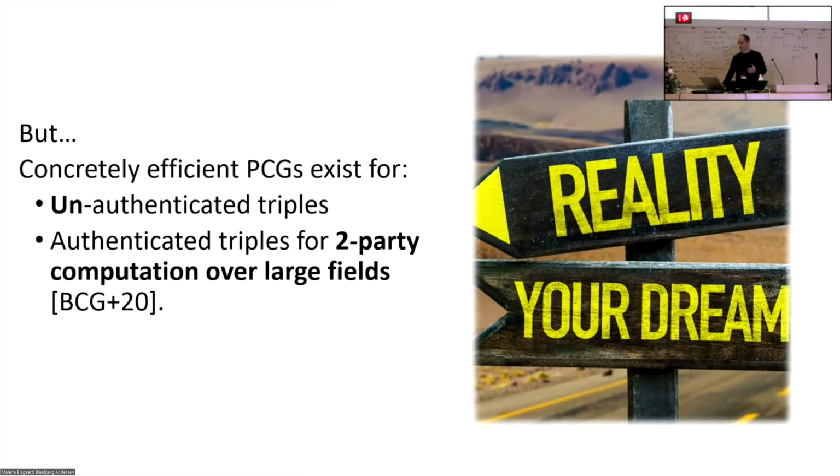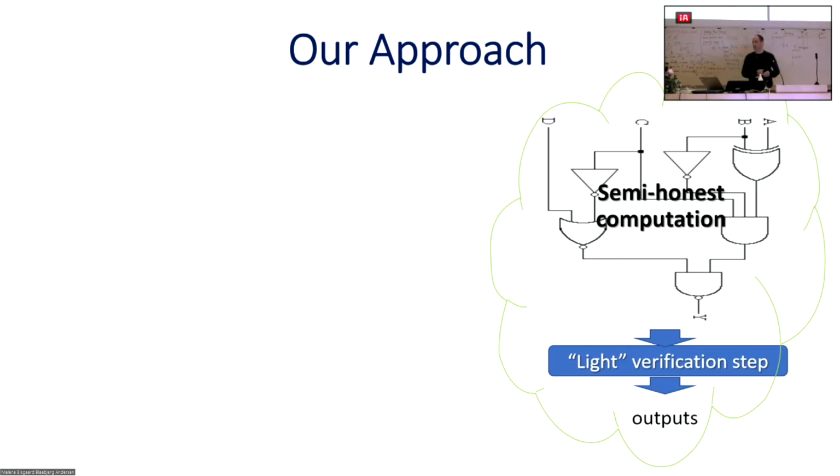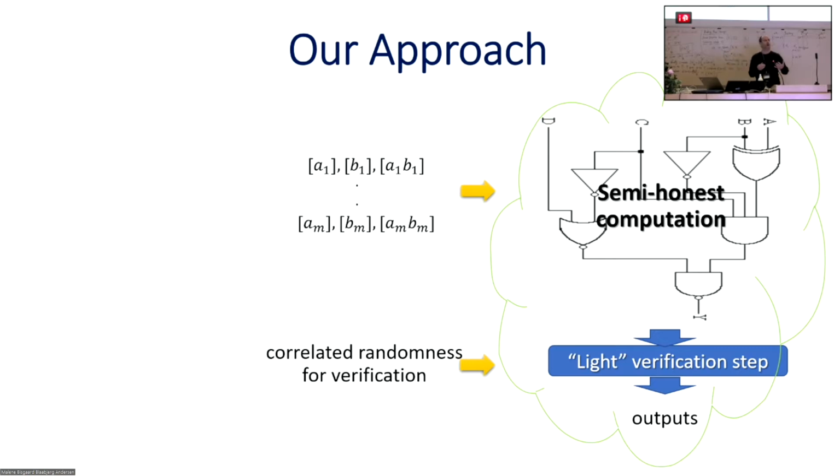So what can we do meanwhile, or as an alternative? In this work, we suggest a different approach that achieves the same efficiency goals. The idea of our approach is that the parties will first run a semi-honest computation. For the semi-honest computation, the parties only need to use unauthenticated Beaver triples. And then they run some additional lightweight short verification step, which consumes some extra amount of correlated randomness.